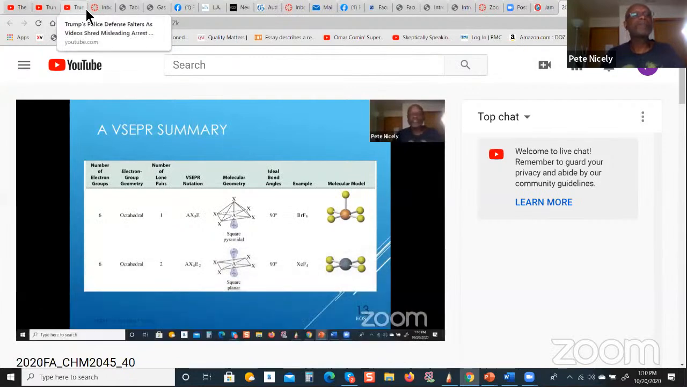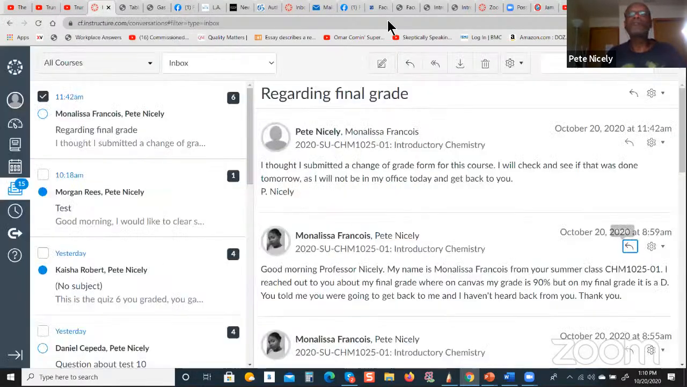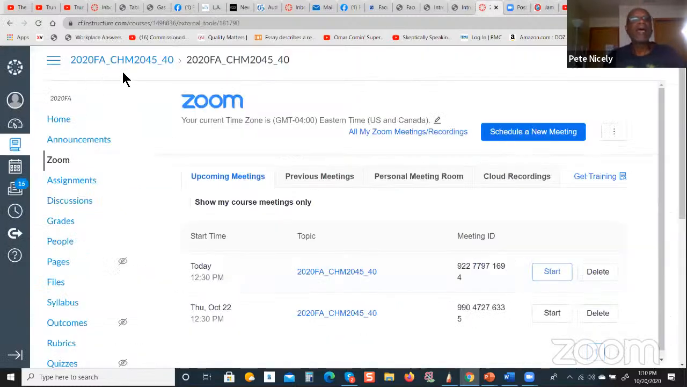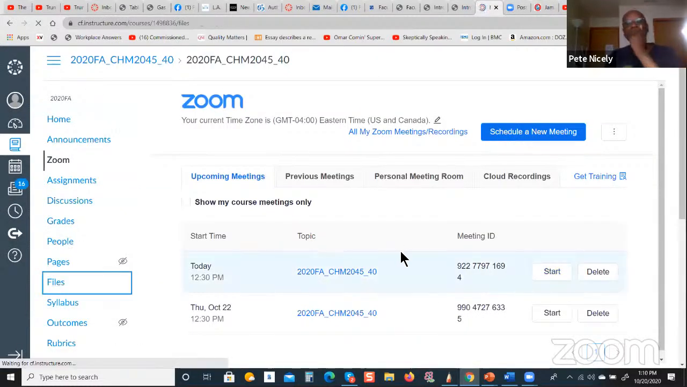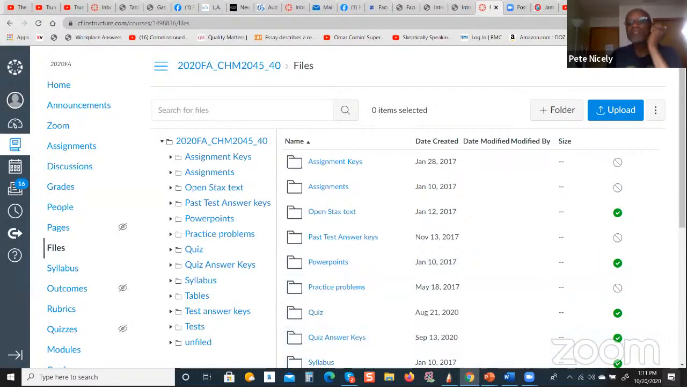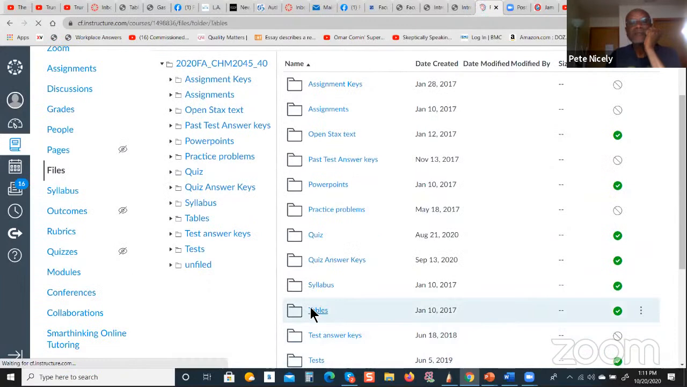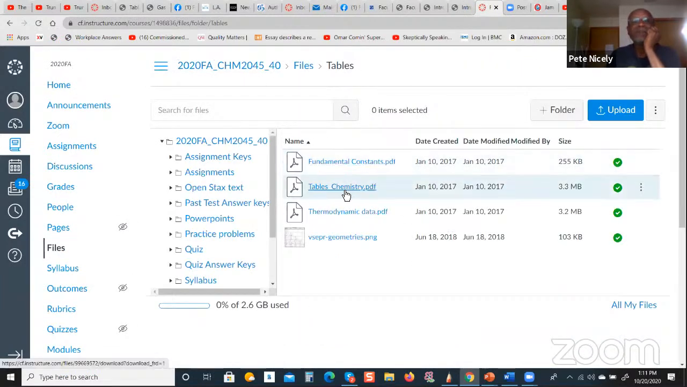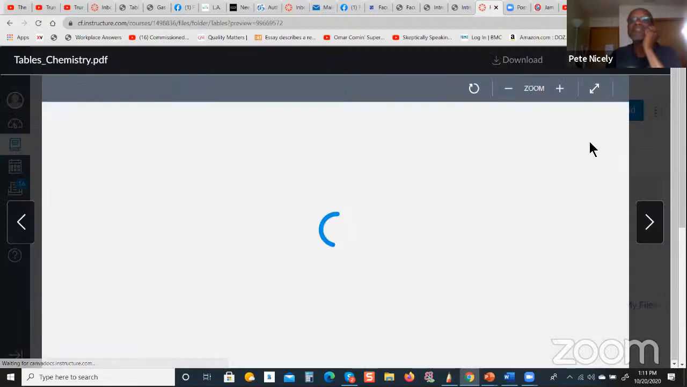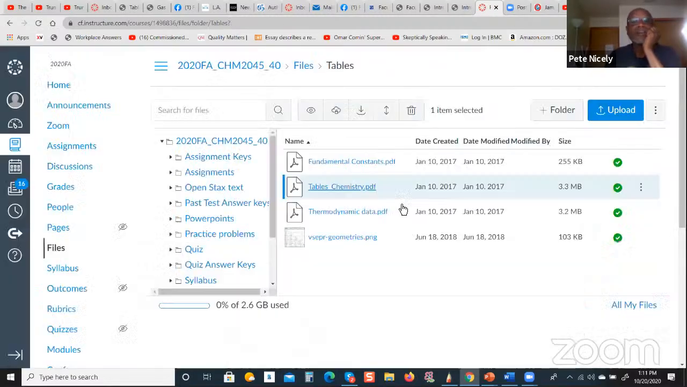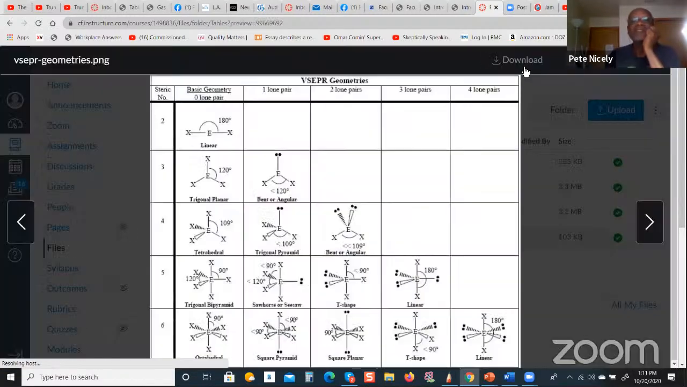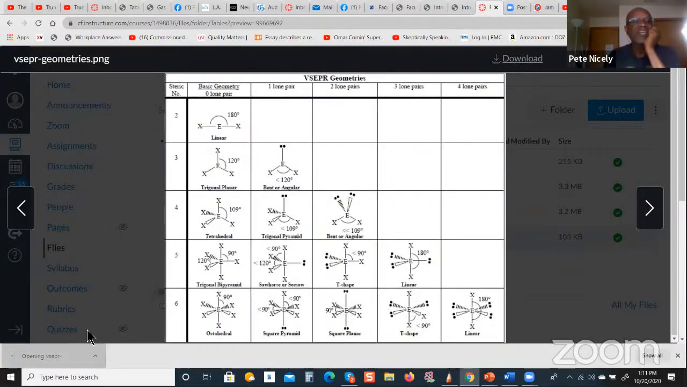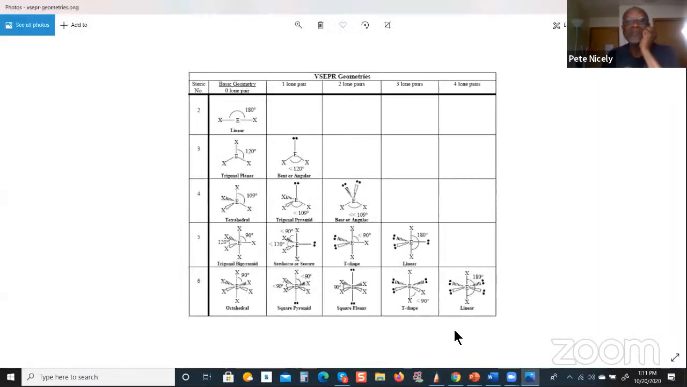Okay, so let me go to your course and go to files and go to tables. All right. No, not that. I clicked on the wrong thing. Let me go to this. Now this is where you get this table, which gives you the different possible shapes and geometries. In fact, this gives you the information more directly in terms of the shape adopted by, let me make this larger.